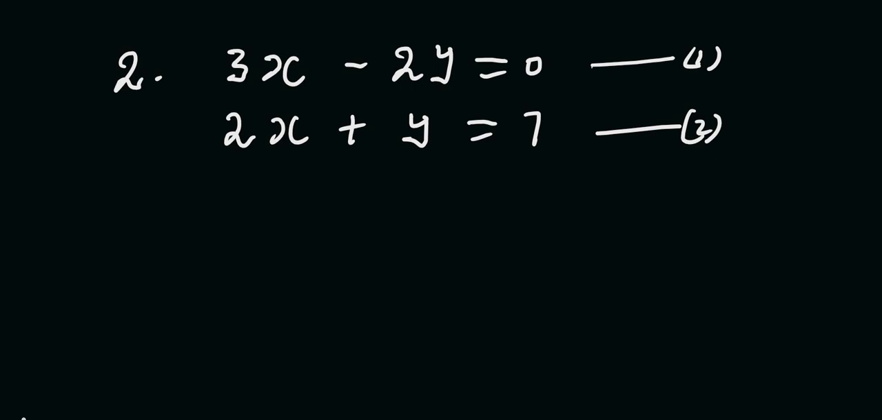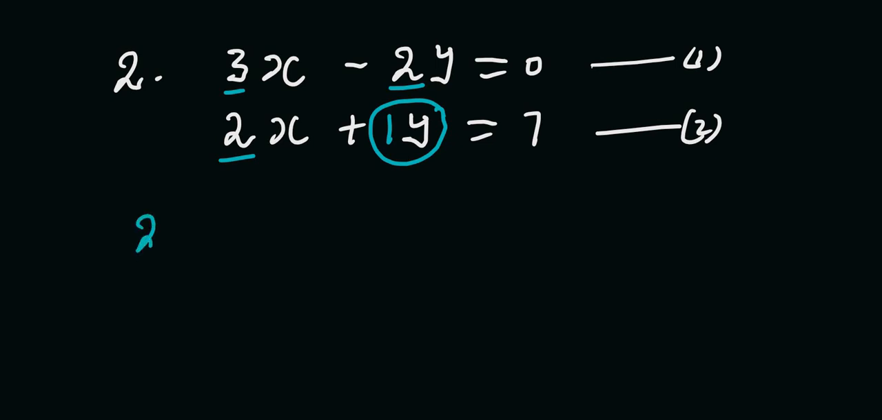So now, look at the coefficient of the variables. The coefficient of x here is 3. The coefficient of x here is 2. This is also 2 and this is 1. So it's always better to consider the variable with a coefficient of 1 and make that the subject of the formula, or write it in terms of the other variable. So we are going to consider equation 2 and make y the subject of the formula.